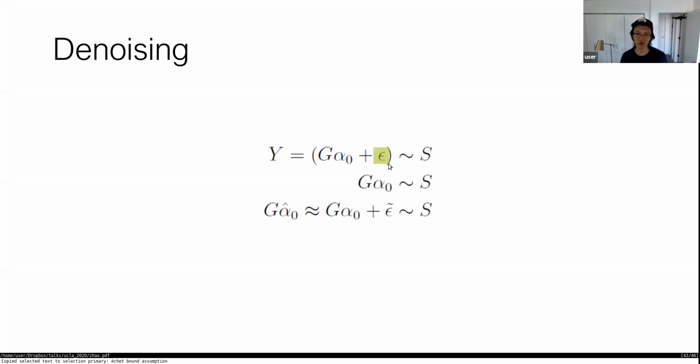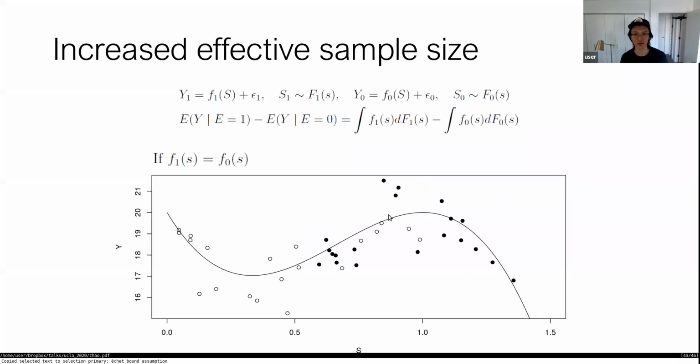What's happening is, if you don't collect data on G at all, all you can do is regress Y on S. If you collect data on G, you can try to estimate this G alpha, and it turns out that you can do it better than if you didn't have G at all. So you can roughly reduce the noise in your outcome. Despite the fact that this is random, it still reduces noise compared to not doing anything at all.